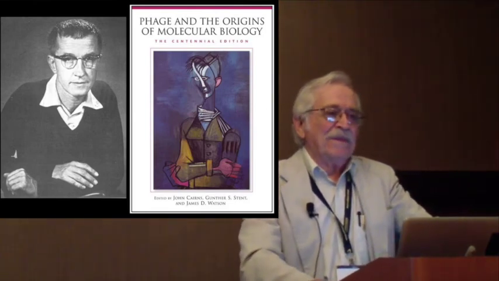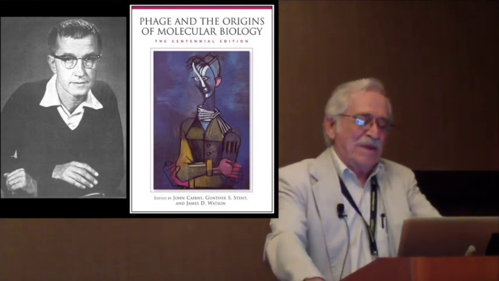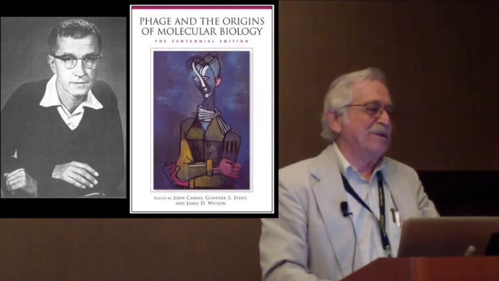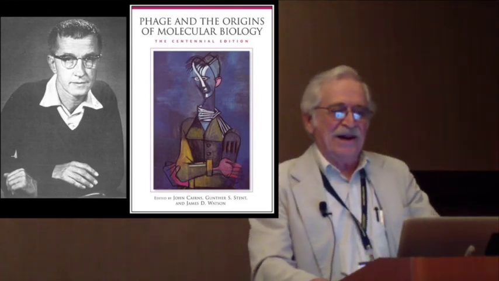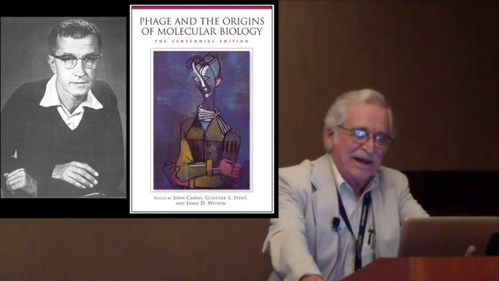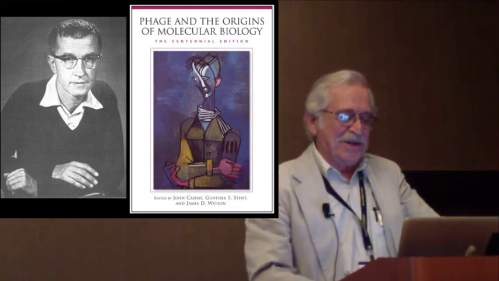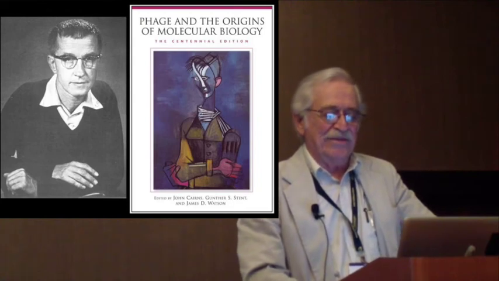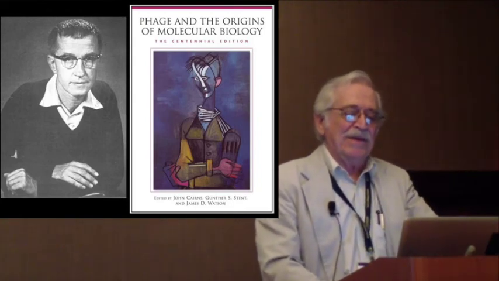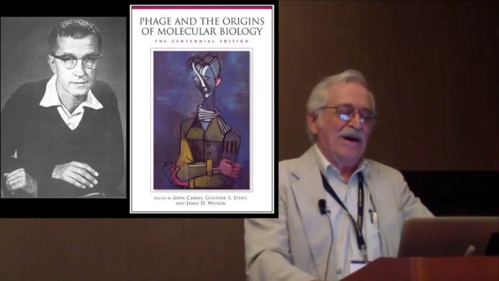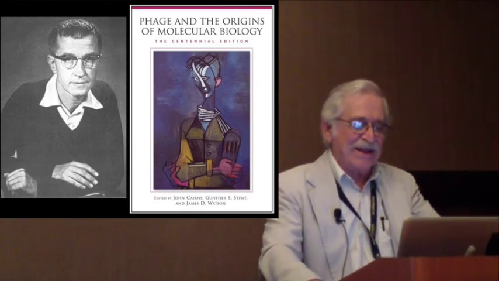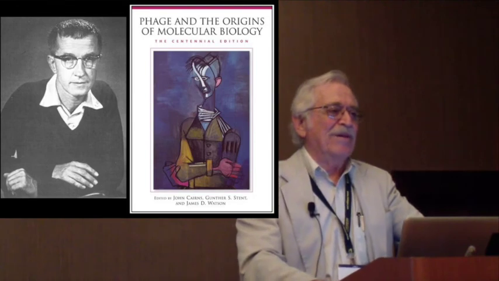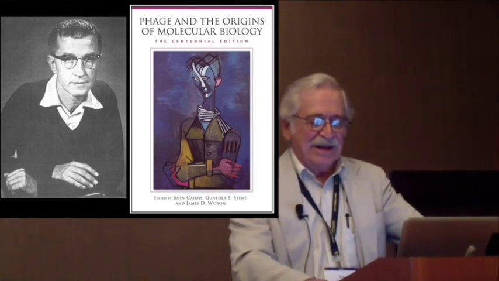But in 1966, the guy next door to Linus Pauling at Caltech, Max Delbruck, was 60 years old, and his students, colleagues, and friends got together to do a festschrift for him. And as you can see, this was called Phage and the Origins of Molecular Biology. And this is the centennial edition. It's been reprinted by Cold Spring Harbor Press on the 100th anniversary of Max Delbruck's birth. And you can get a really fresh copy of this online for $30.